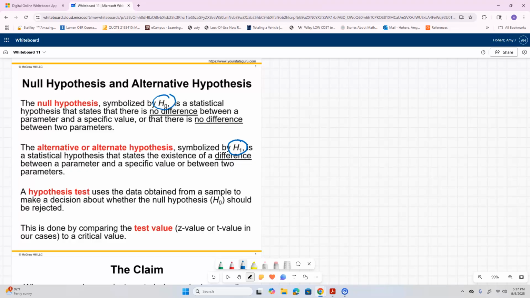Okay, and then our hypothesis test is like our trial. A hypothesis test uses the data obtained from a sample to make a decision about whether the null hypothesis should be rejected, found guilty, or not rejected. And this is done by comparing a test value to a critical value. The test value is going to be either a z-value or a t-value for our cases, which is the same z-value and t-value that we were using for our confidence intervals. We're going to take that value and compare it to a critical value and use that to make a decision.